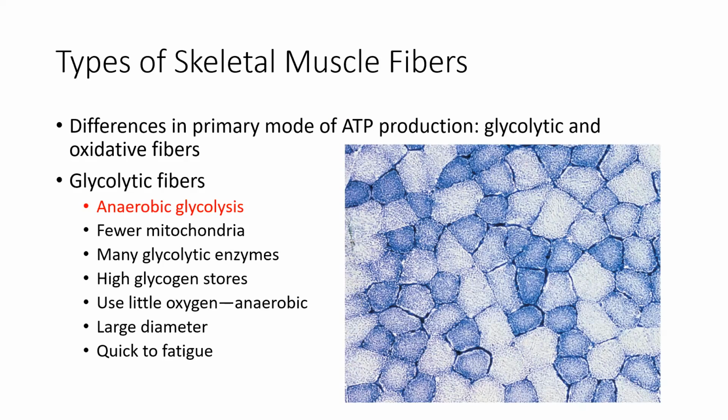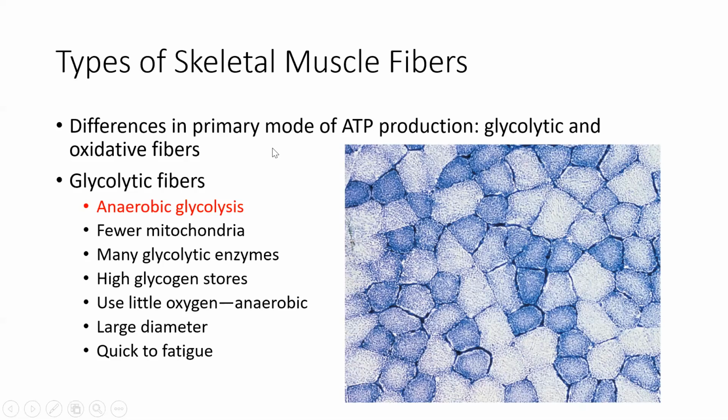And so the first fiber type that we'll talk about here is glycolytic fibers. Glycolytic fibers rely primarily on anaerobic glycolysis. And we can draw on the fact that anaerobic glycolysis does not rely on oxygen. So we're going to see fewer mitochondria. Remember, mitochondria are the organelles where oxidative phosphorylation takes place. And if we're not relying on oxidative phosphorylation, we don't need to have as many mitochondria. And so glycolytic fibers have fewer mitochondria.